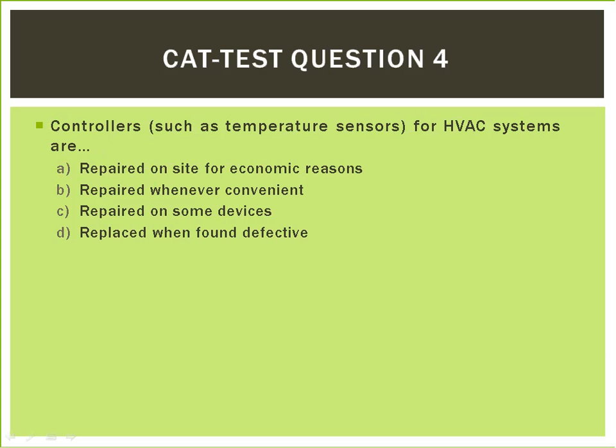CAT Test Question 4. Controllers such as temperature sensors for HVAC systems are A, repaired on site for economic reasons, B, repaired whenever convenient, C, repaired on some devices, or D, replaced when found defective.